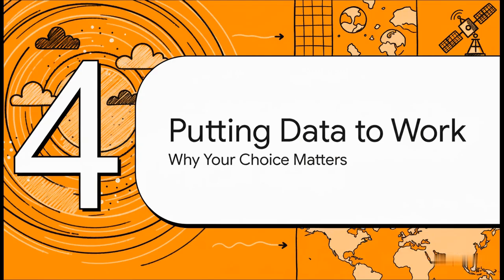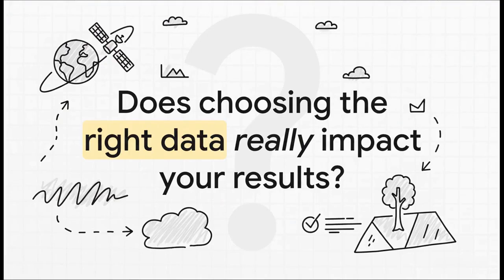Okay, enough theory. How much does this choice actually matter in the real world? When the rubber meets the road, what's the impact? Let's take a look at a case study. And it's a fair question to ask. Does taking the time to pick the right data set, like the one that's been atmospherically corrected, actually make a noticeable difference in your final map? The answer is a huge, definitive yes.